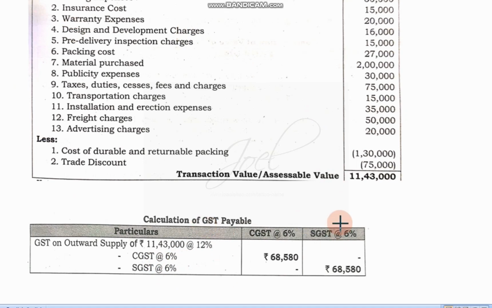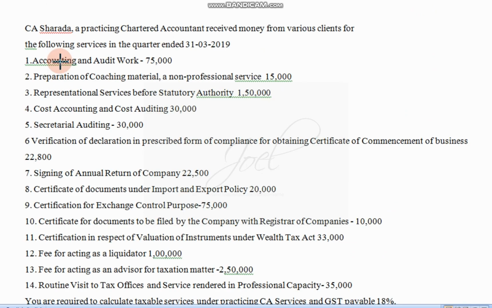Thank you. Yeah, one more problem we are going to work out. This is the next problem. See, in the previous problem, one product was given and the expenses associated with that product were given. Now in this problem various services are given. These are not services associated with one service, these are the various services given by the accountant. So now let us see which services can be added.